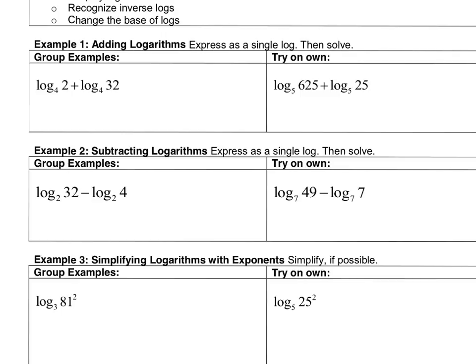To start off adding logarithms, we need to make sure that we have the same base. Since we have log base 4 and log base 4, we're allowed to add these together. And what we're going to do is multiply the two big numbers together. So this will become log 4 of 64, because 2 times 32 is 64.